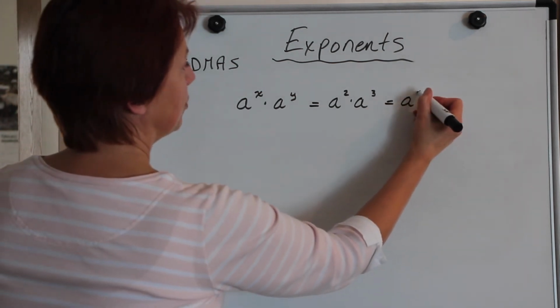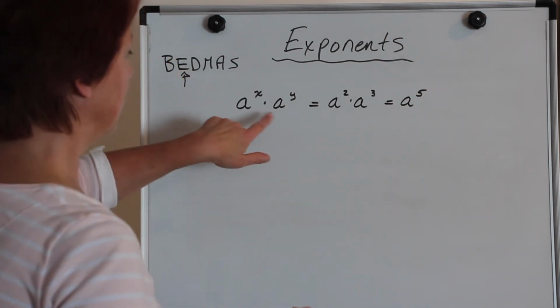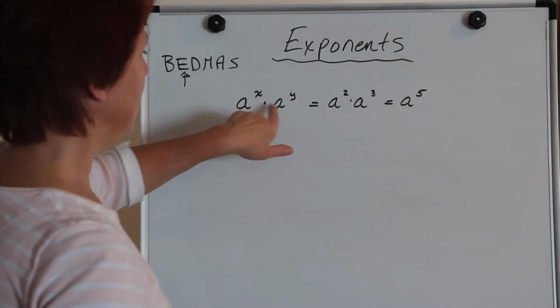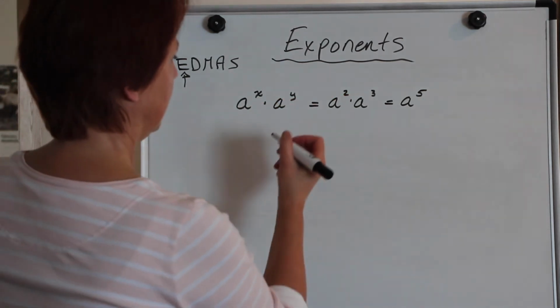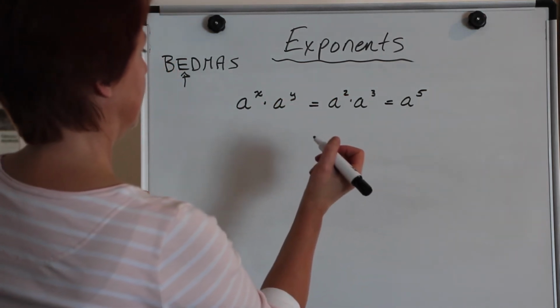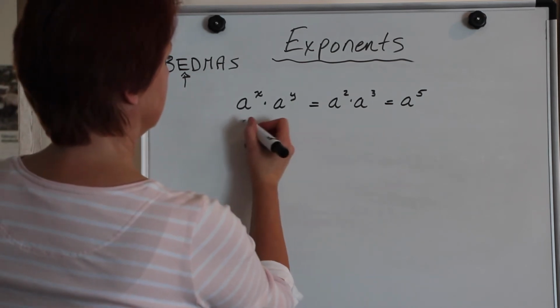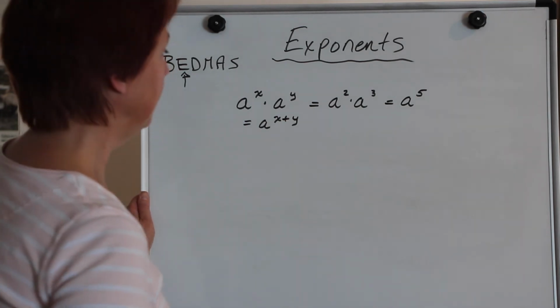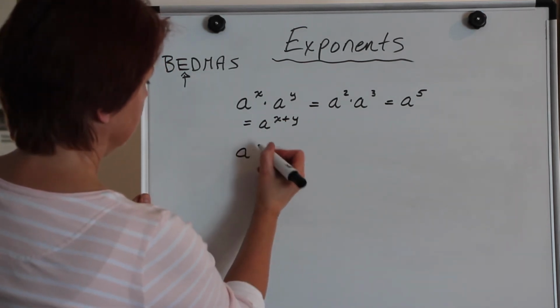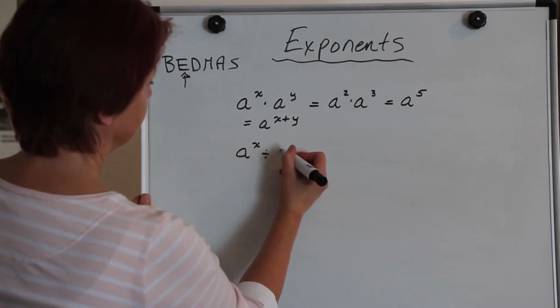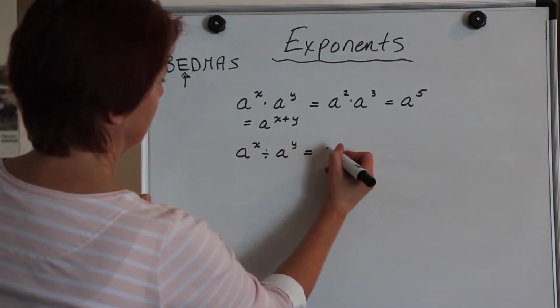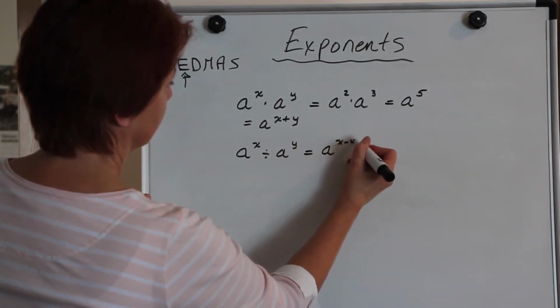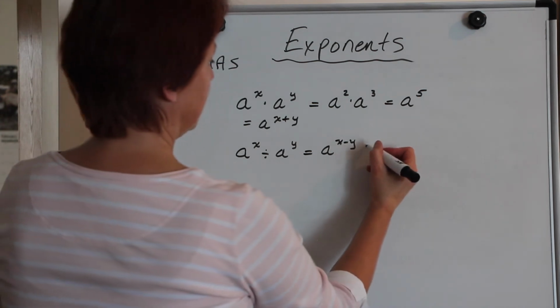What we do is we add the exponents. So when we're multiplying the bases, we add those exponents. So this would be a to the x plus y. That's the rule. If we're dividing bases, we subtract the exponents.